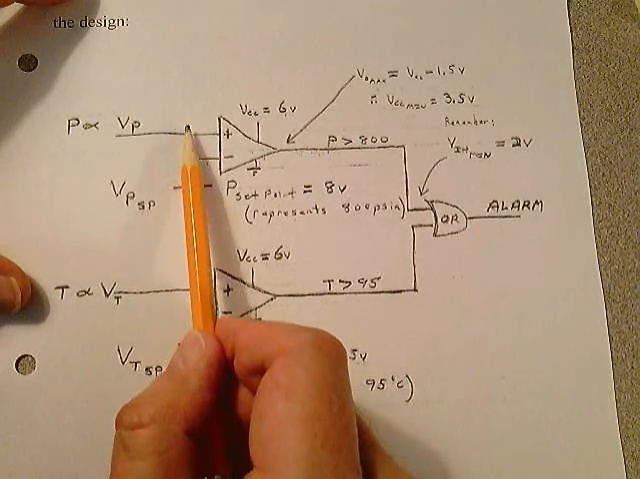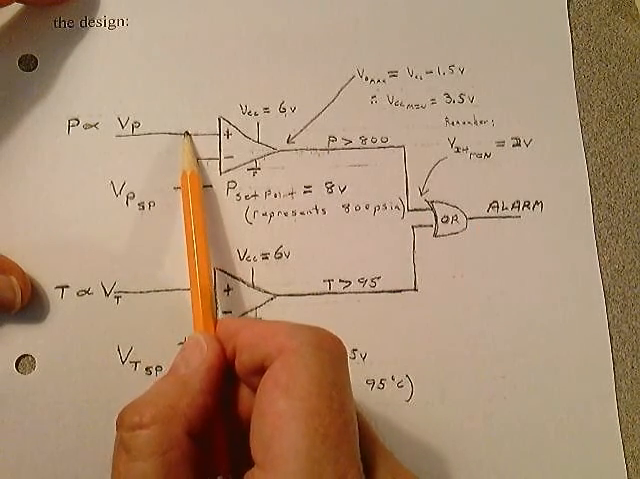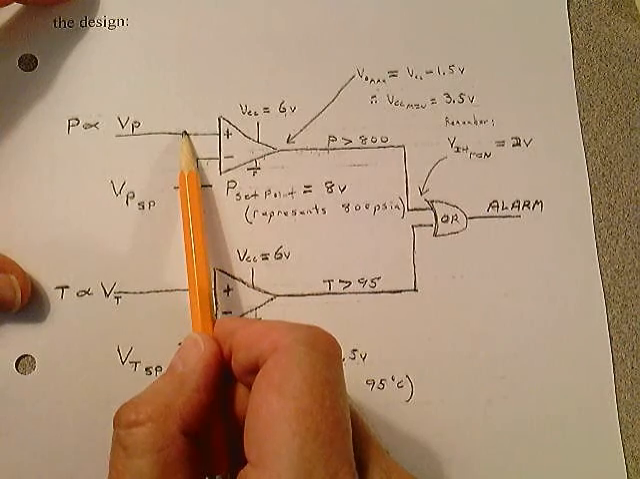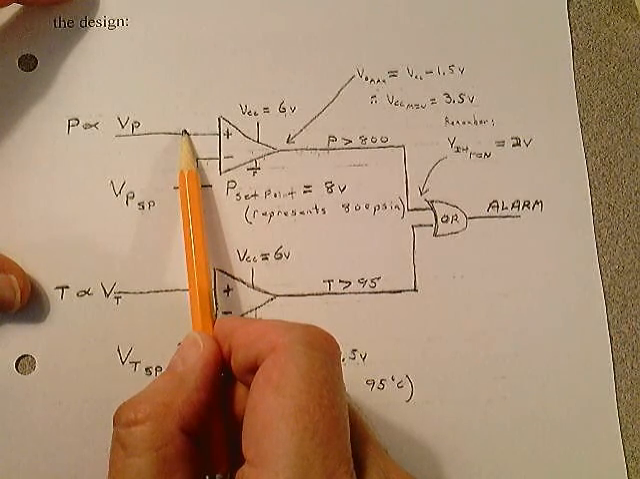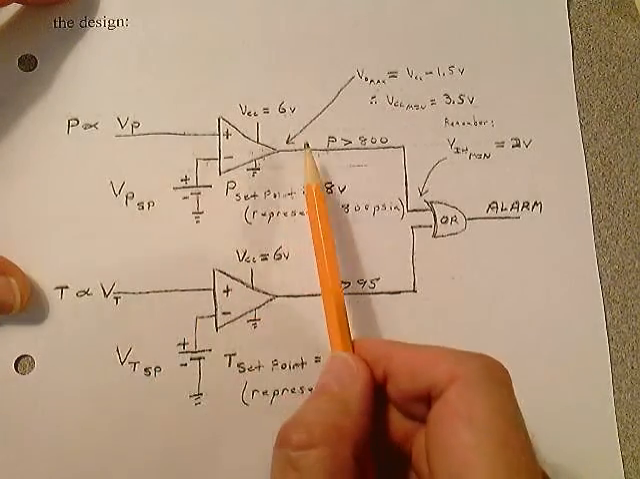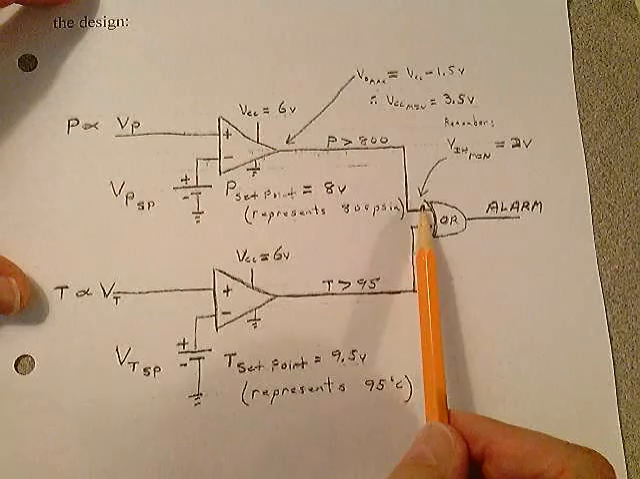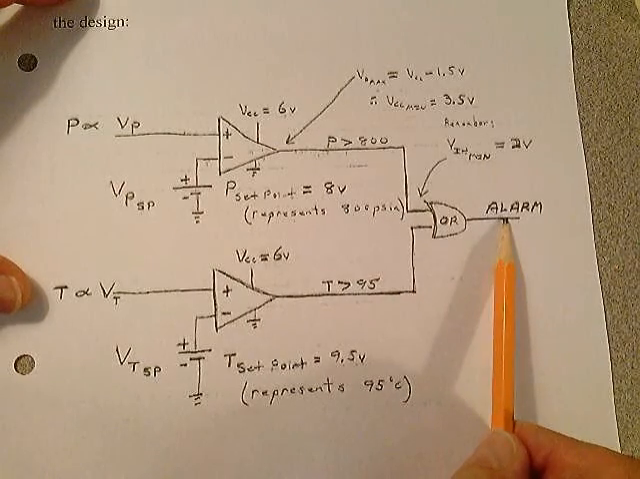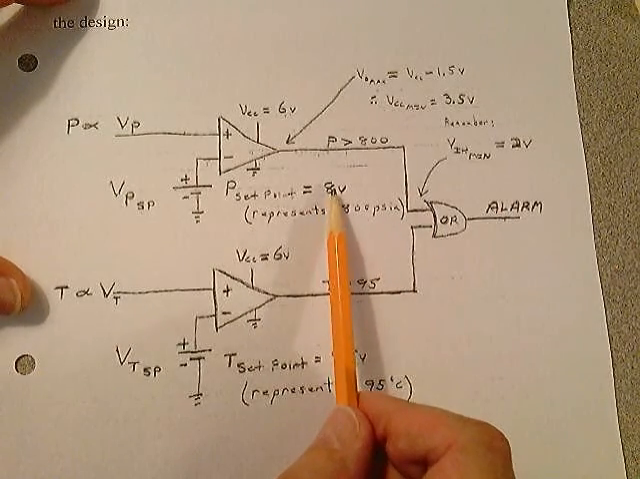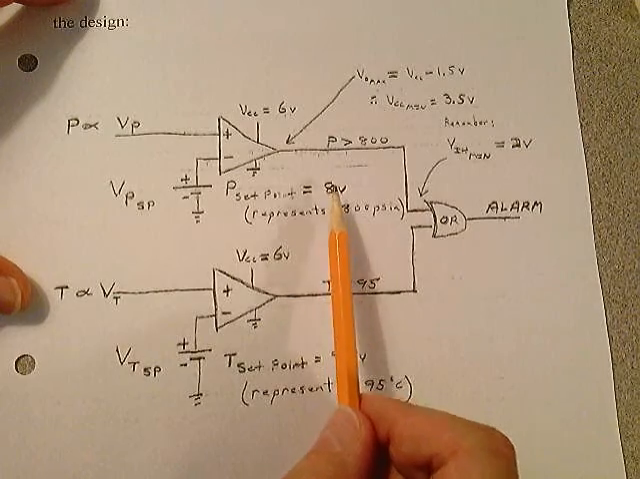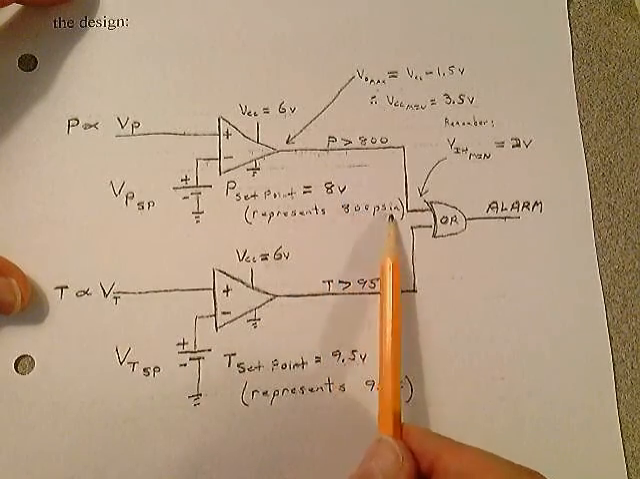But as soon as this point becomes greater than 8 volts, 8.0000001 volts, this slams to the positive rail, goes to 6 volts. This goes active, you get a 1 there, you get an alarm signal. You can change this set point to anything you want. We have it set up at 8 volts, which represents 800 pounds per square inch.